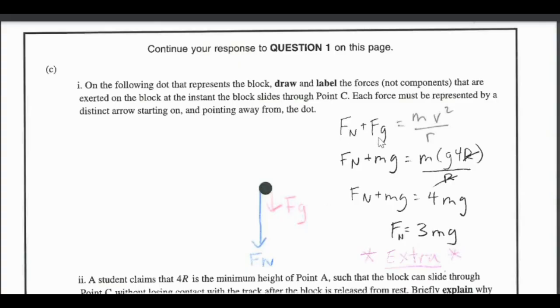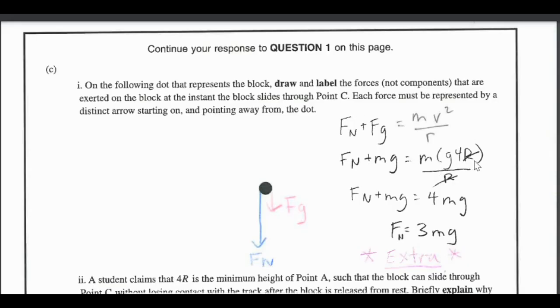So we know that these two, FN and FG, are going to be pointing towards the center of your circle because this is at the top of your loop. So these two would be pointing towards the center. Therefore, they are centripetal forces. So you can set that equal to mv squared over r. Now, long story short, v squared for point C is going to be g4R.